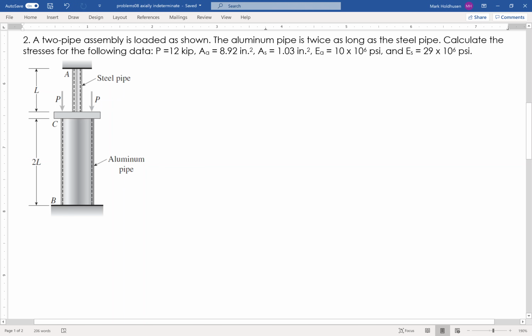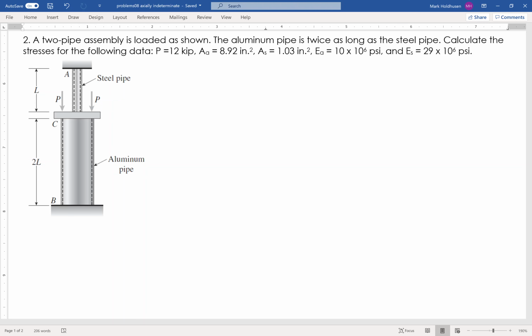Okay, I've got a two-pipe assembly shown like this. Aluminum pipe, steel pipe, bunch of stuff given on there. And I put 12 kips, or 12,000 pounds, right at the center there. Okay? And I want to find, what do I want to find? I want to find the stresses in each section of the pipe.